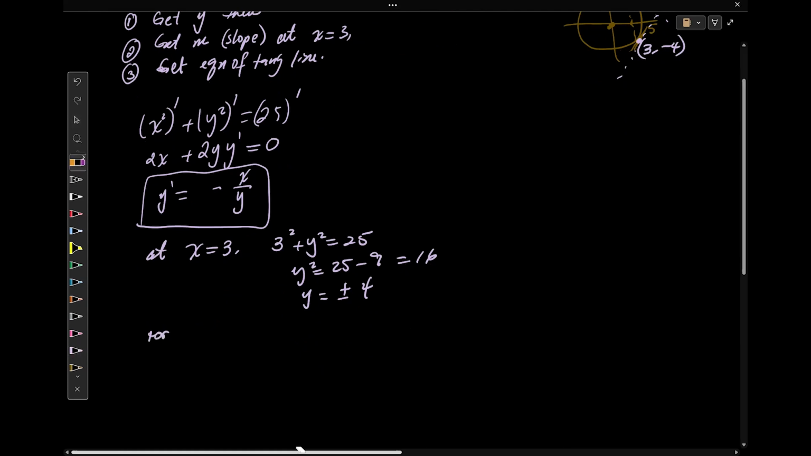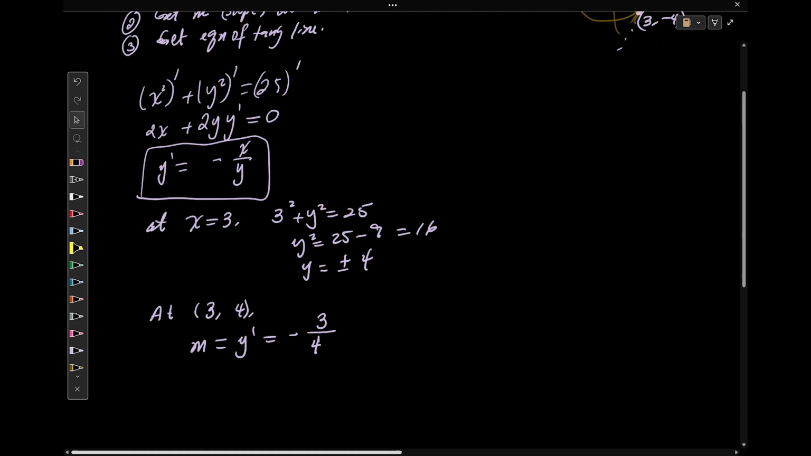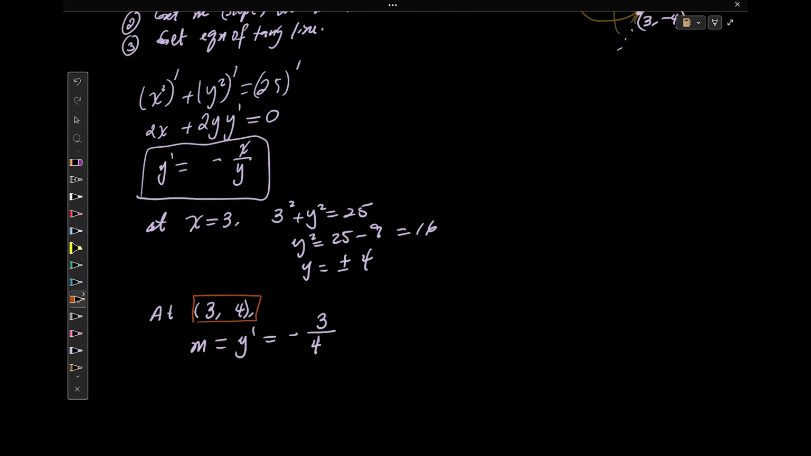So at the first point, which is (3, 4), the top one, m, the slope, is y prime, which is negative 3 over 4, negative 3/4. So now we have a point, and we have a slope. This is the slope. That's the point.